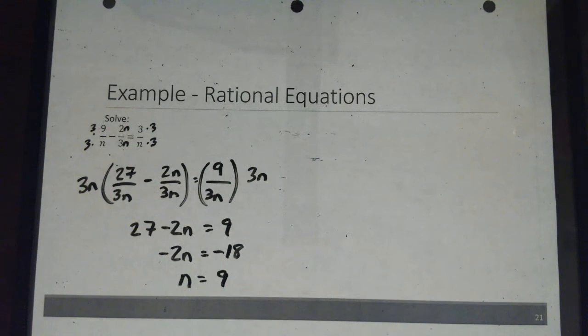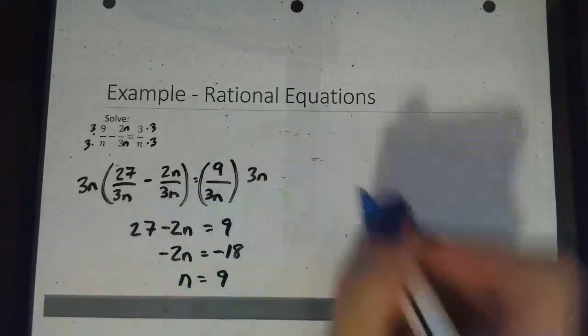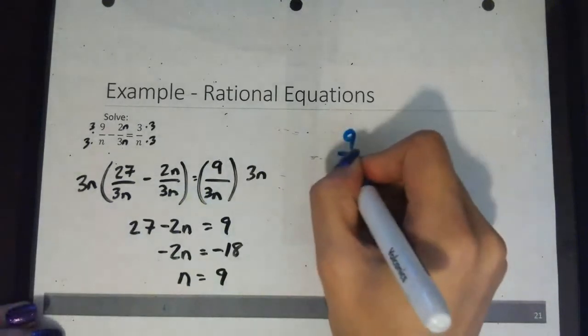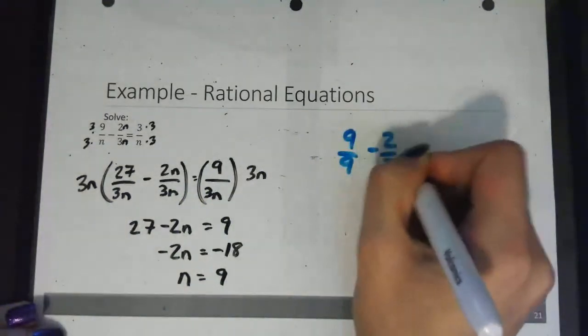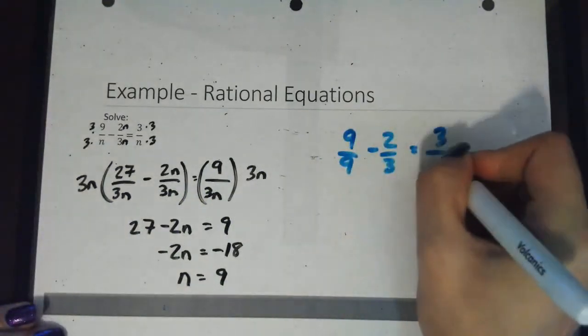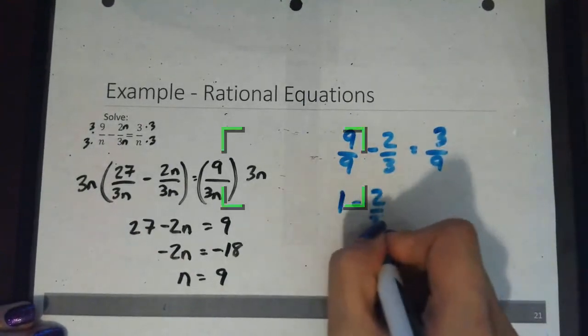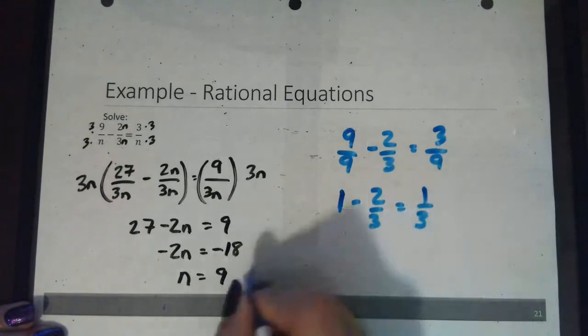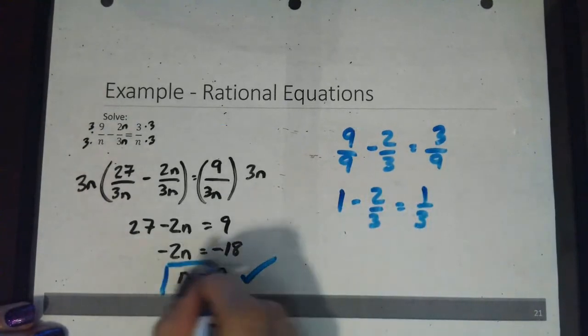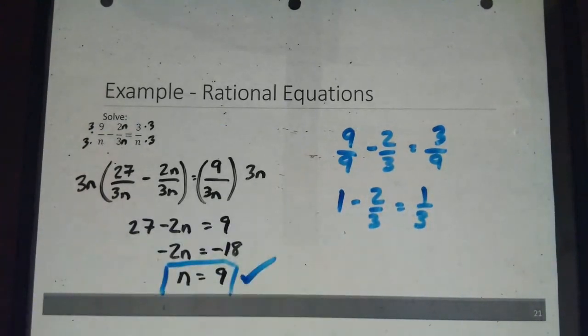This one's actually pretty easy to check by hand as well, because we'd have 9 over 9 minus 2/3 is equal to 3 over 9. Well, that's just saying 1 minus 2/3 equals 1/3, which we know is true. So n equals 9 checks out.